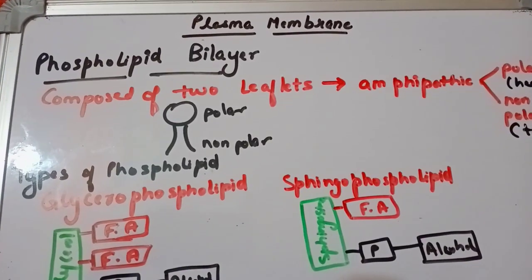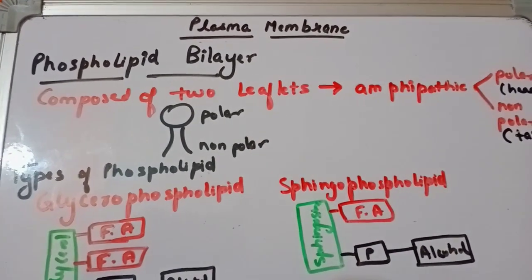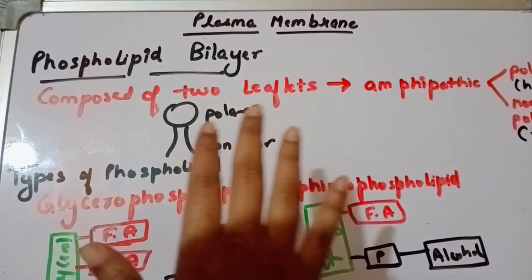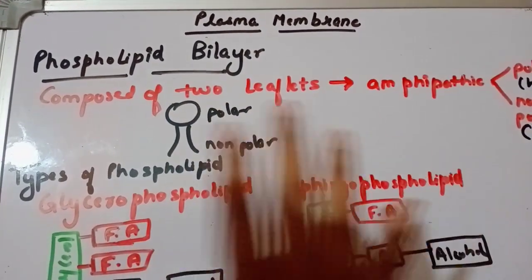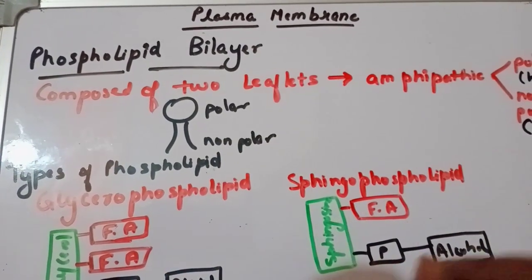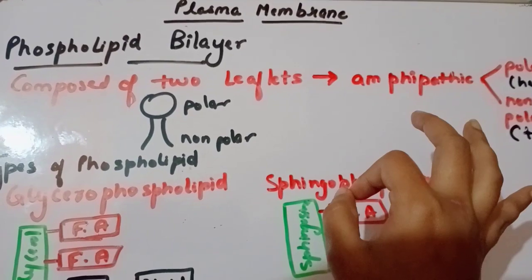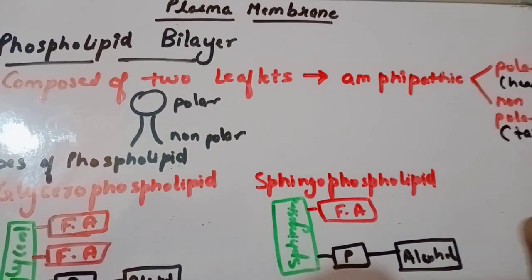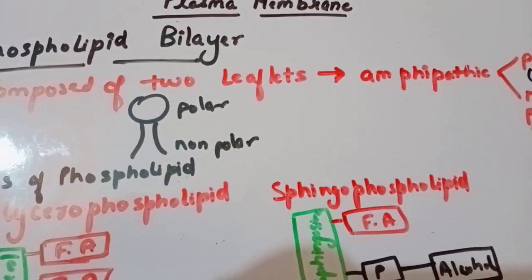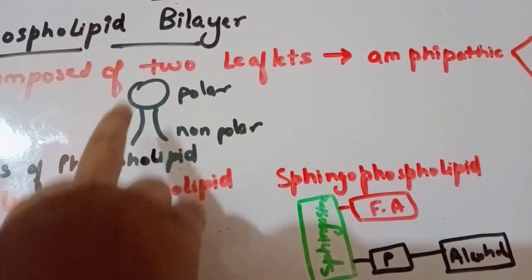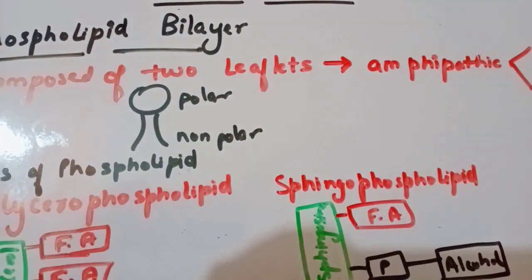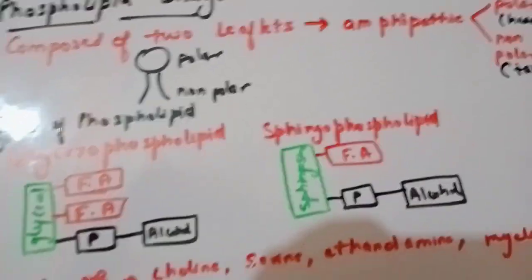Now move forward to our next topic, the phospholipid bilayer. The basic structure of the plasma membrane is the phospholipid bilayer. It is composed of two leaflets of amphipathic molecules, phospholipid molecules. What does it mean? Amphipathic means having both polar and non-polar regions. Here is a diagram of a phospholipid. This is the head part and this is the tail part. The head is a polar region and the tail is a non-polar region.